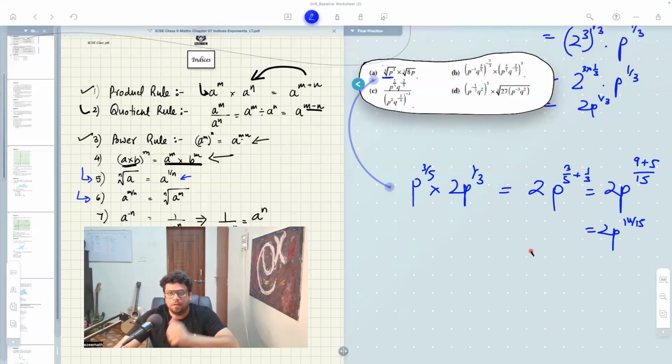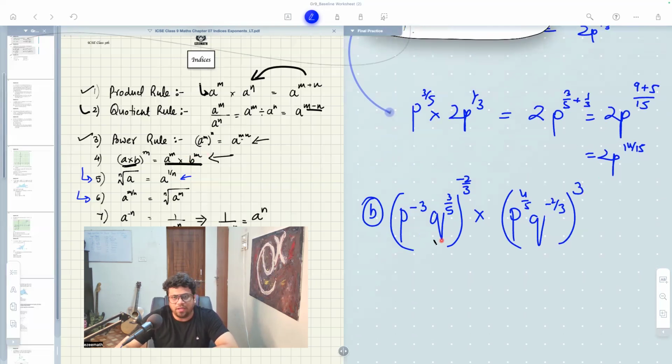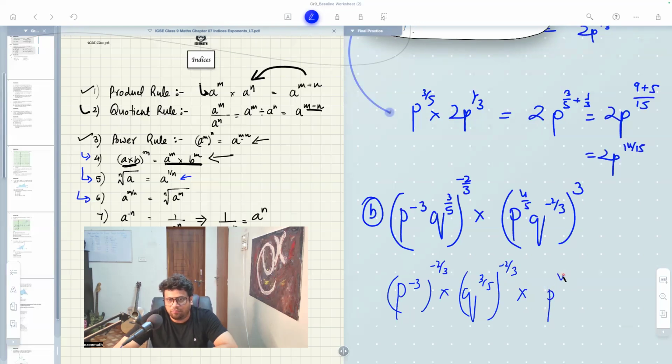Okay. Now you go to part B. We are given p to the power of minus 3, q to the power of 3 by 5, whole raised to negative 2 by 3, multiplied by p to the power of 4 by 5, q to the power of negative 2 by 3, whole cube. Well, I use the power rule again and the fourth rule again. You're going to get p minus 3 raised to that, q 3 by 5 raised to negative 2 by 3, p 4 by 5 raised to 3, and q minus 2 by 3 raised to 3.